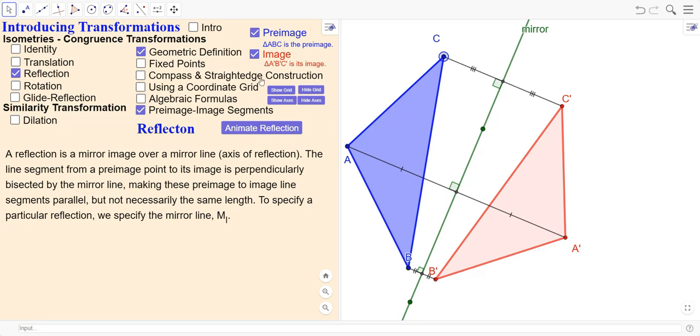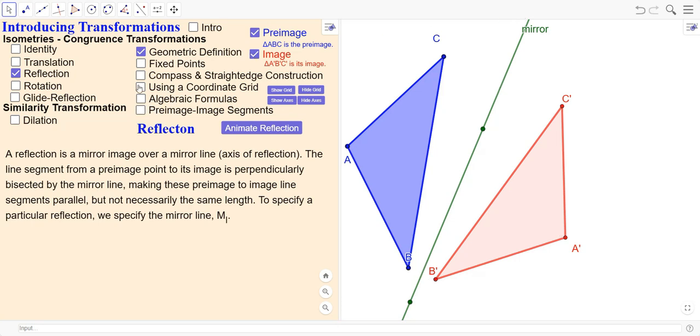So if I just had an image and I didn't have the mirror line shown, and I wanted to know that these were reflections, one of the ways I could do that is actually just connect up pre-image to image with line segments and notice, hey, wait a minute, all of these are parallel. And if you just find the midpoints of all of those and connect those up, that is the mirror line, and all those segments will have midpoints that are on that same mirror line.